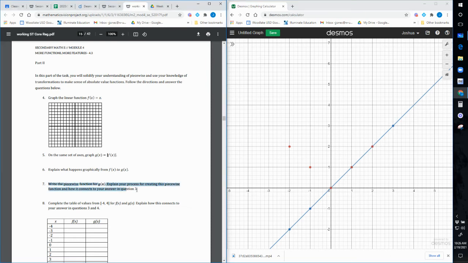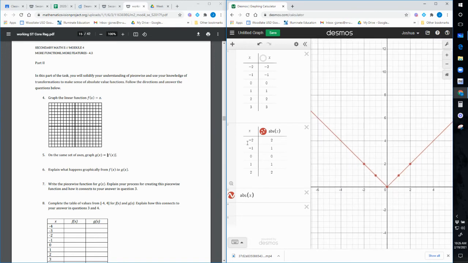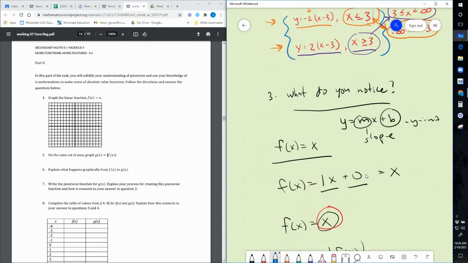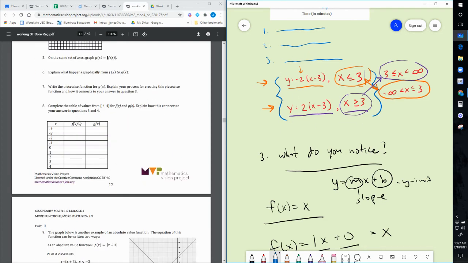Write the piecewise function for g of x. So g of x is this red graph that you guys have, right? Write the piecewise function. Okay, I'm looking for something that looks just like this, right? It's not going to be these exact equations, but it's going to look very, very similar. That's what it means whenever it says to write a piecewise function. You have to give me both equations in both domains.